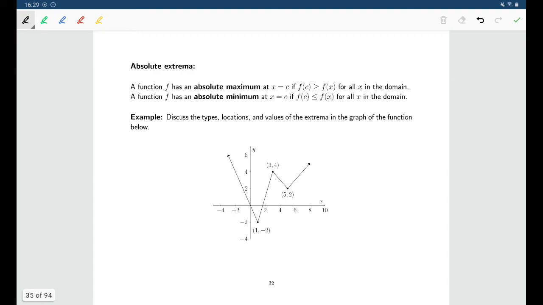And to talk about those, we call those absolute extrema. The absolute maximum, that's the largest y value of all the y values. So for every x in the domain, that value is the largest. Well, then that's the absolute maximum. If you have a y value that's smaller than all of the other y values for all the x's in the domain, that's the absolute minimum.